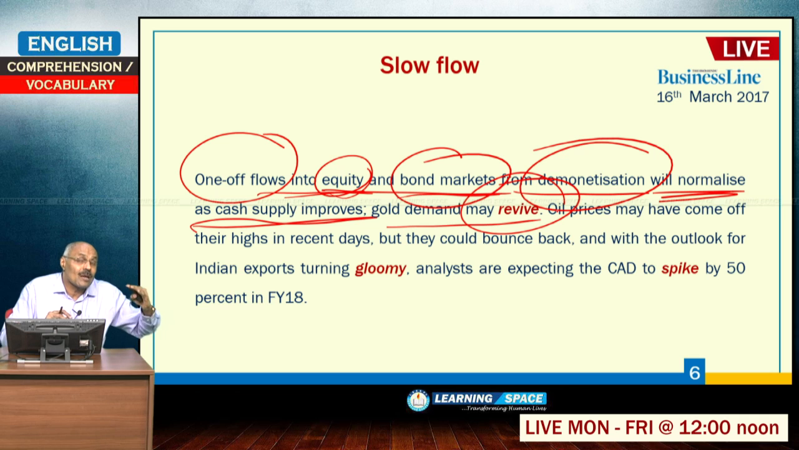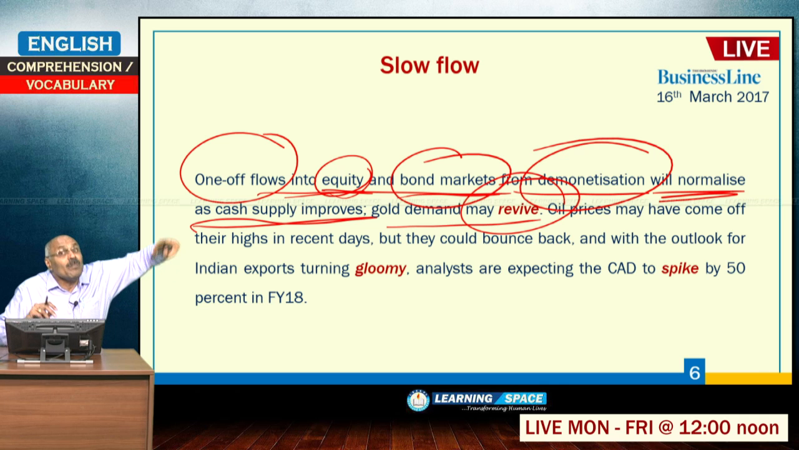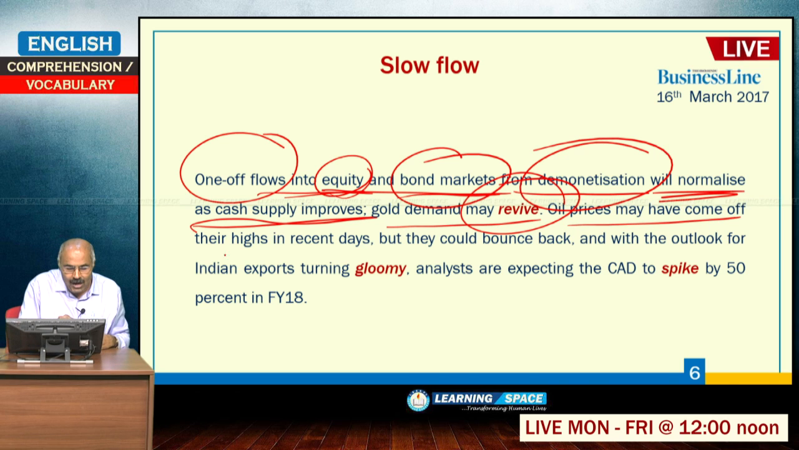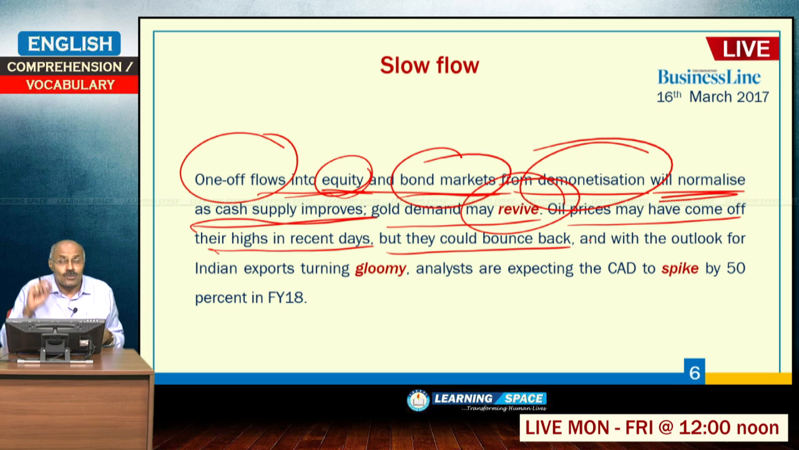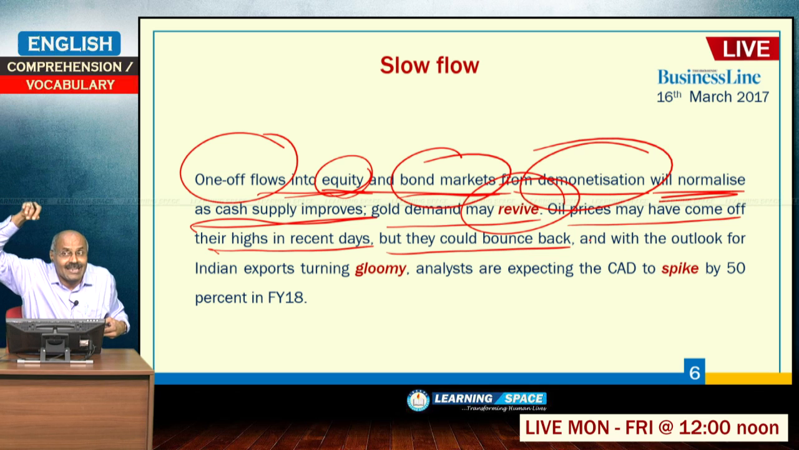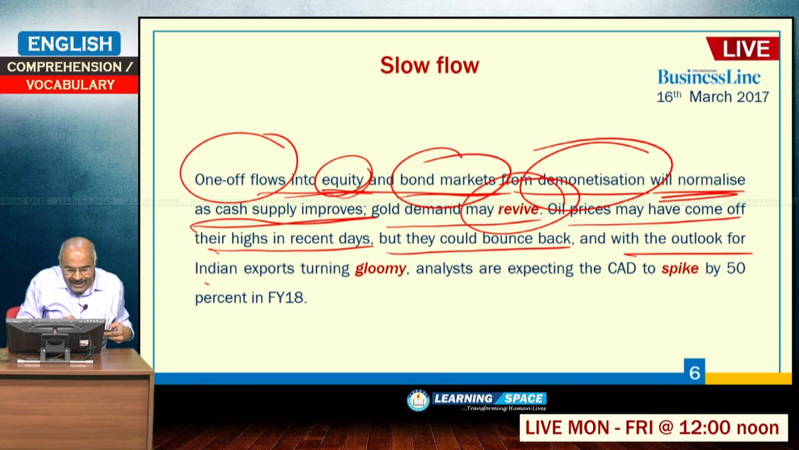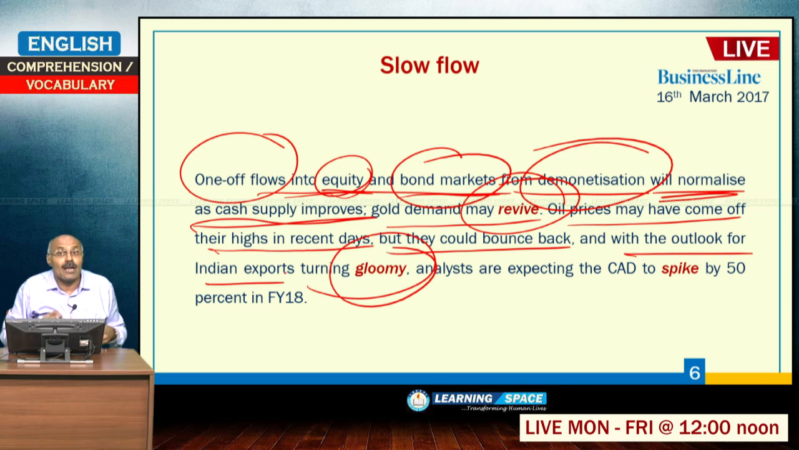Last year it reduced, but it may again pick up. Then oil prices may have come off their highs in recent days, but they could bounce back. After reaching some high, they reduced, but again they could bounce back. So, again oil prices may increase, and with the outlook for Indian exports turning gloomy, the picture is gloomy.